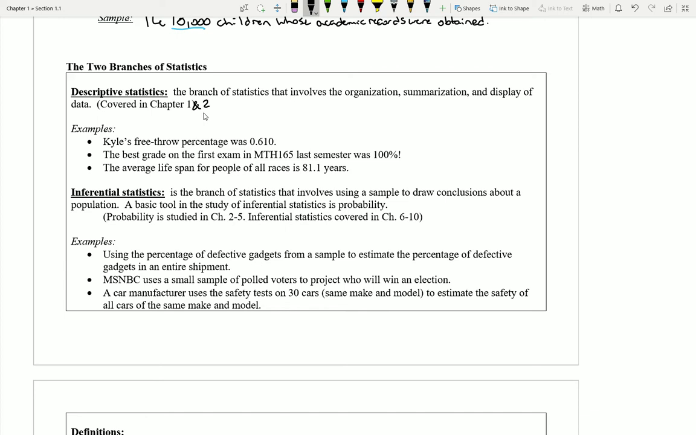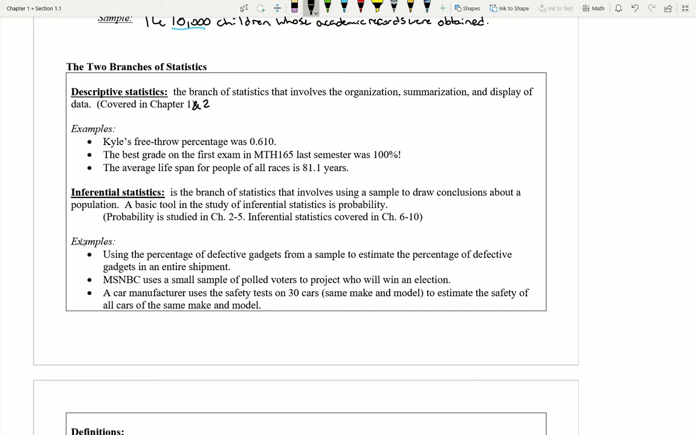Now you can see some examples of what a descriptive statistic looks like. Notice, all of these statements are only meant to state the facts of a situation. So I might say, Kyle's free throw percentage was 0.610, 61%. The best grade on the first exam in this math class last semester was 100%, right? I'm just stating a fact. The average lifespan for people of all races is 81.1 years, right? I'm just stating the information. That's what descriptive statistics is all about.